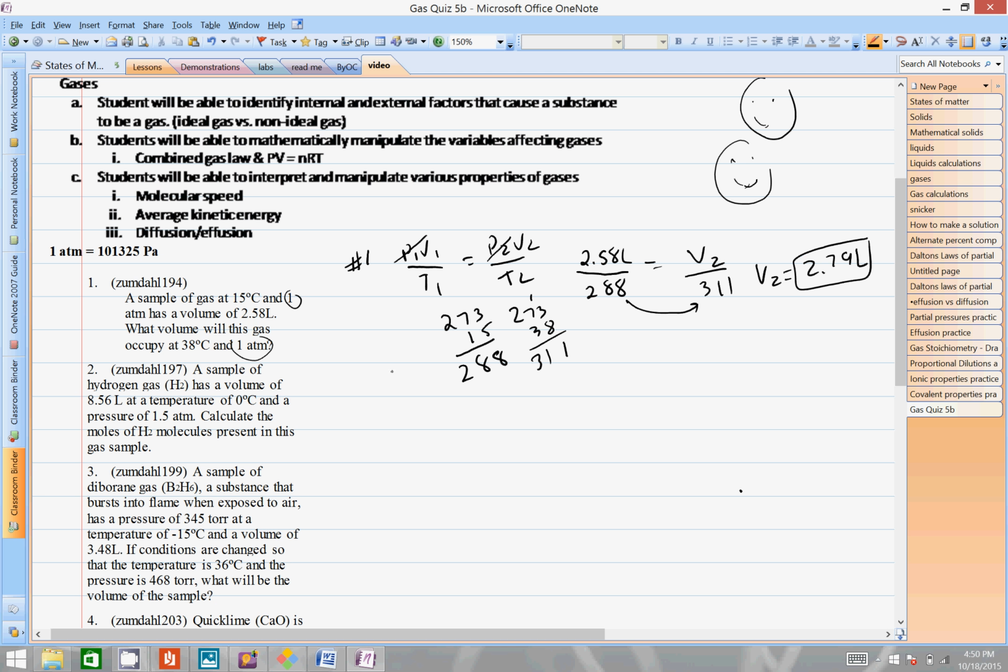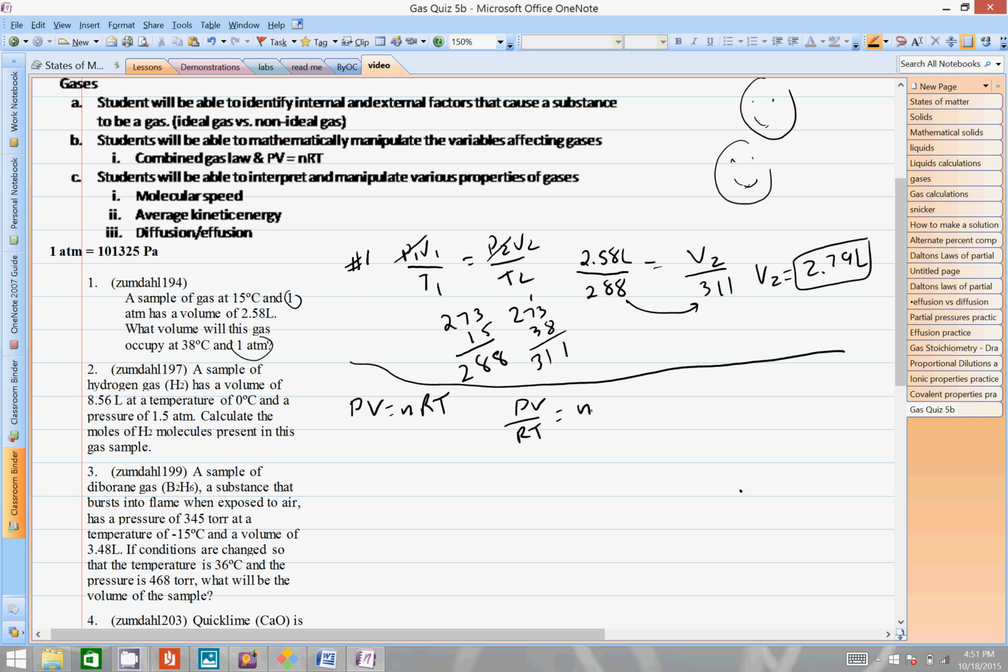Okay, next question. You can segment off your answers. A sample of hydrogen gas, H2, has a volume of 8.56 liters at 0 Celsius and a pressure of 1.5 atmospheres. Calculate the moles of H2 present. Since we're dealing with moles, we're looking at PV equals nRT. I'm looking for moles. PV over RT equals n.